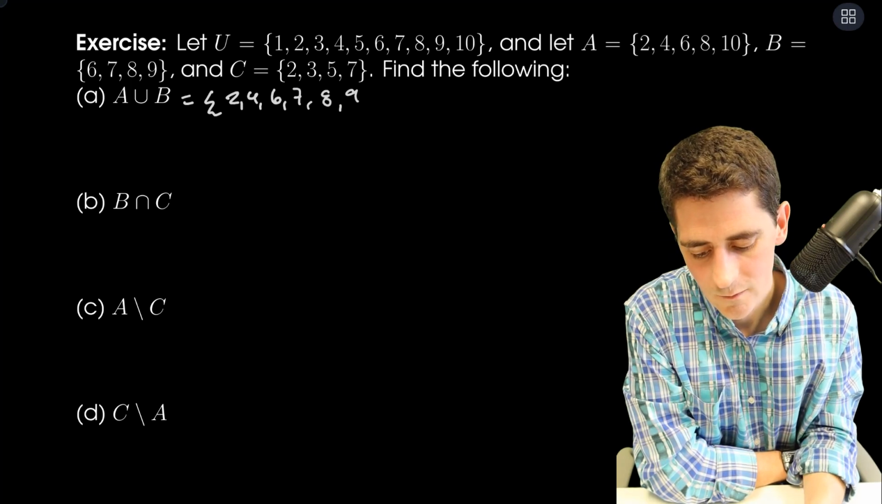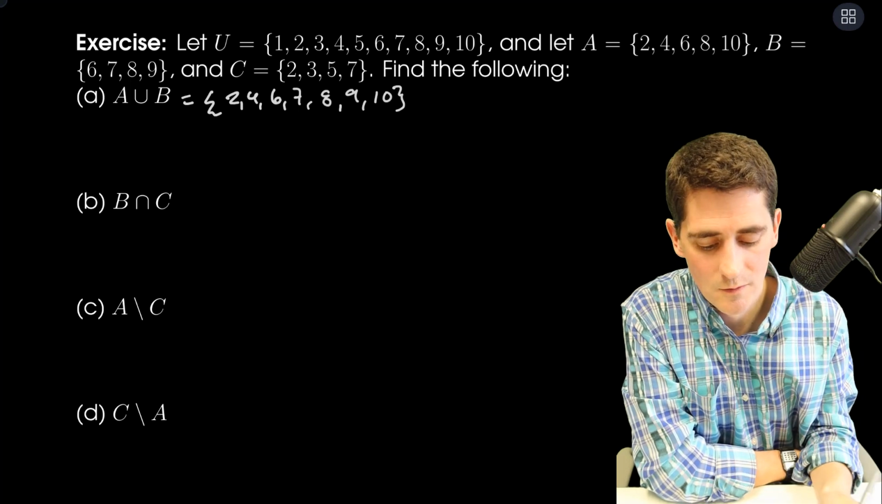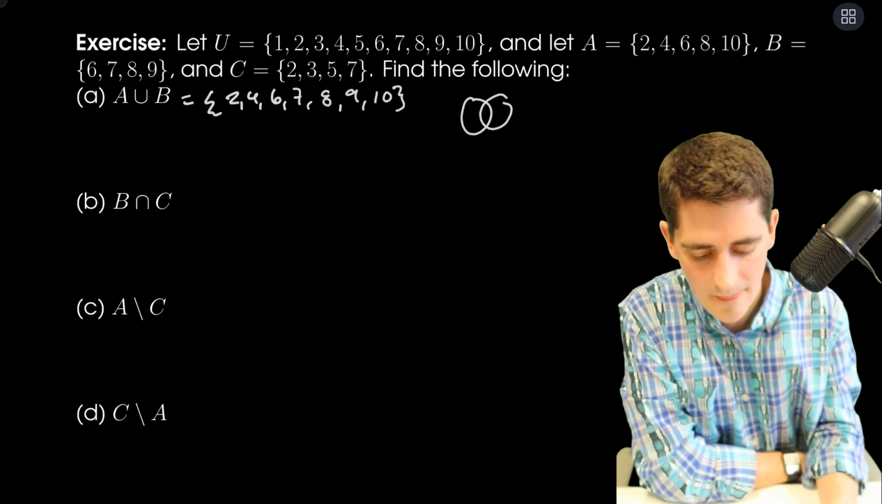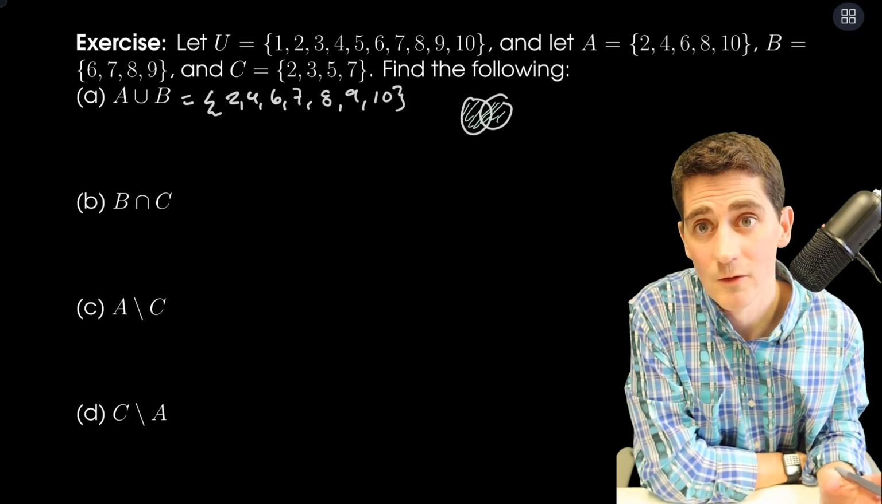But we want 2, 4, 6, 7, 8, 9, 10. There's my A union B. And so in my head, I'm thinking I am counting the stuff that's in A or B.